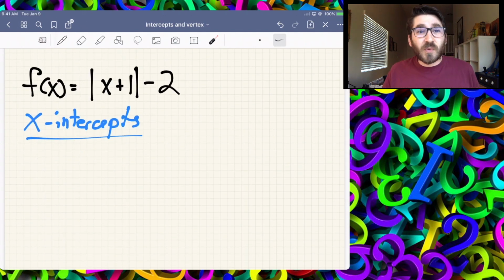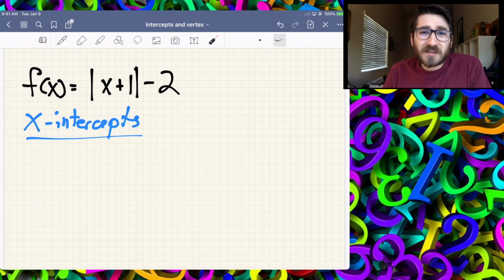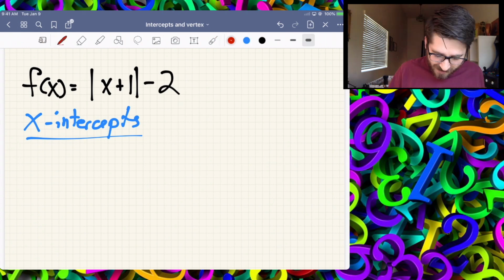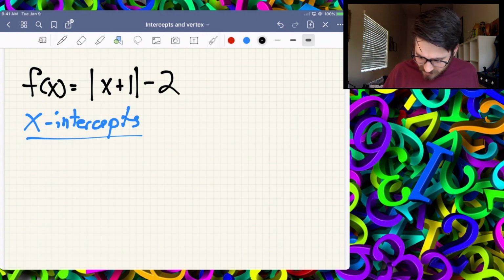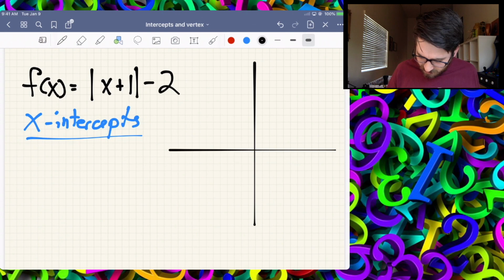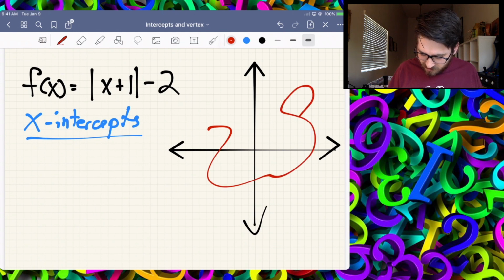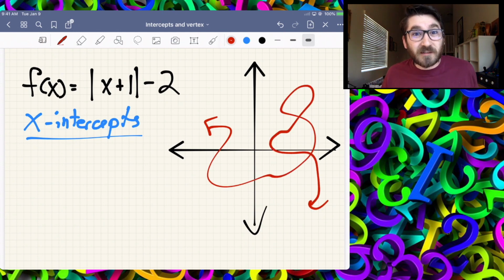So we have a function here, f of x equals the absolute value of x plus 1 minus 2. And we're going to first look at finding their x-intercepts. But before we do, let's remind ourselves what an x-intercept is. So let me quickly draw a coordinate plane. And I'm going to draw some random graph. That's a weird looking function.